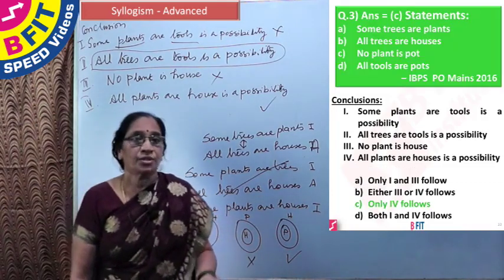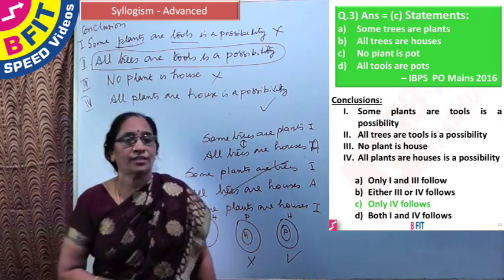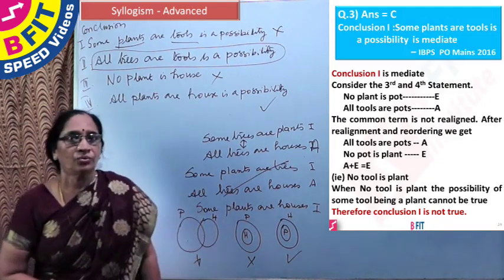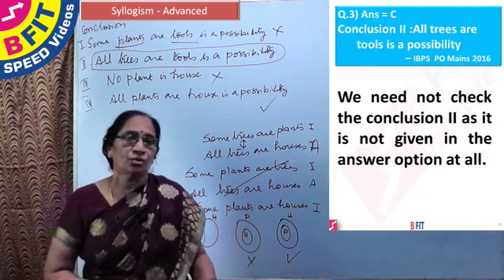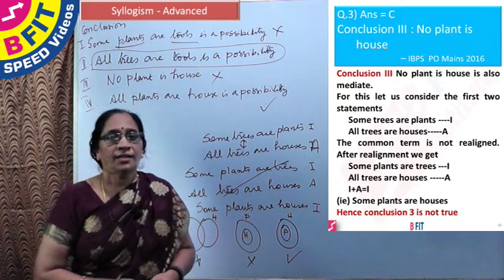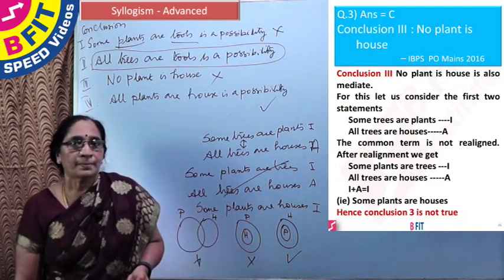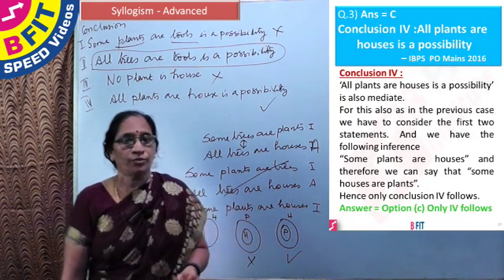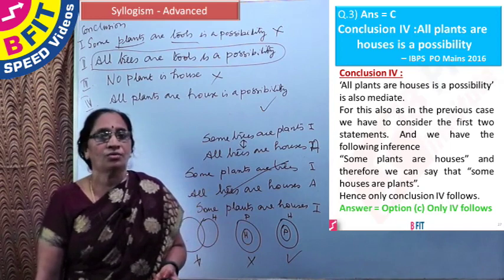And let us check the answer option. Yes, the answer option is C, only 4 follows. And let us now check the working. Yes, conclusion 1 is not true. And as said earlier, we need not check conclusion 2 at all because it does not appear in the answer options. And the third conclusion is also not true. And the fourth conclusion, yes, it is proved to be true. And the answer option is C, that is, only 4 follows. And let us now go to the next question.